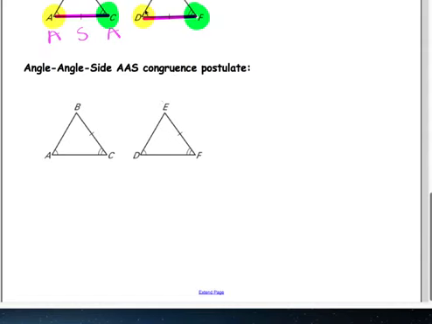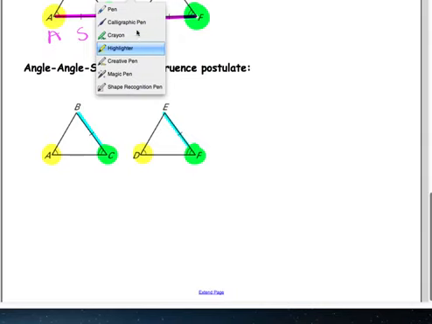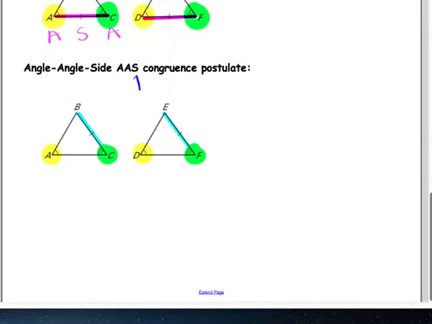Angle, angle, side happens when you have two angles. It's very similar to the previous one. I've got two angles marked that are matching, but the side is over here. It does not connect the two that are marked, so it's not in the middle. So as you write the reason, the side is not in the middle of the statement. The side's just written on the end. So you've got your two angles and then your side just written at the end.